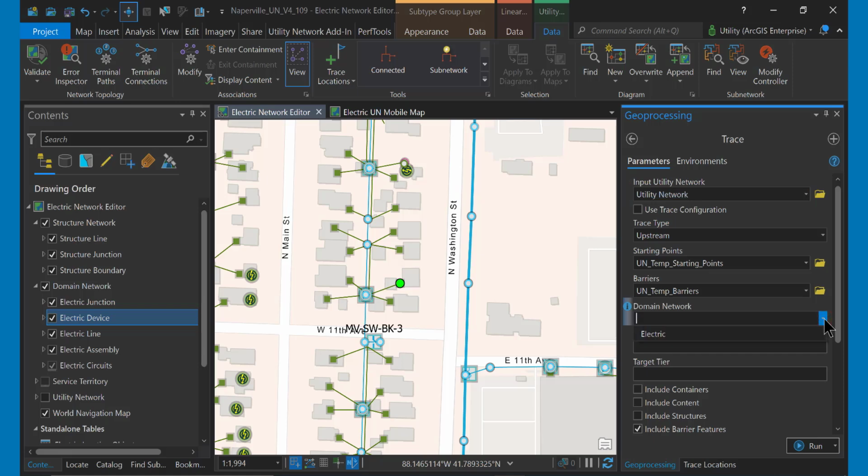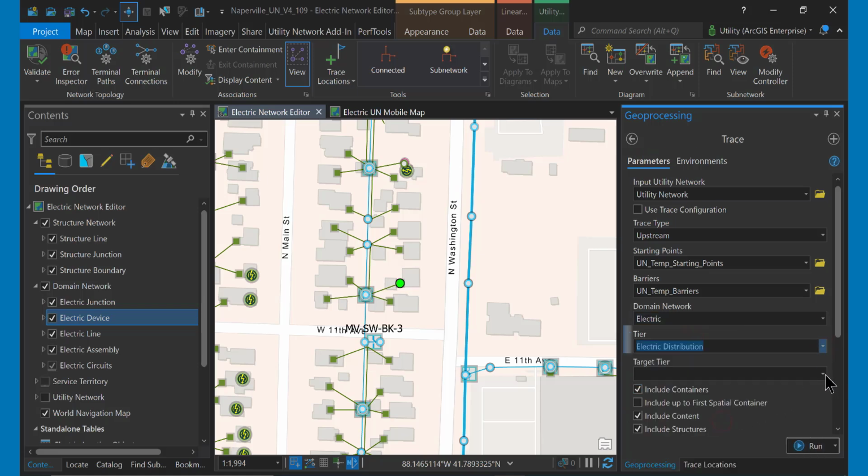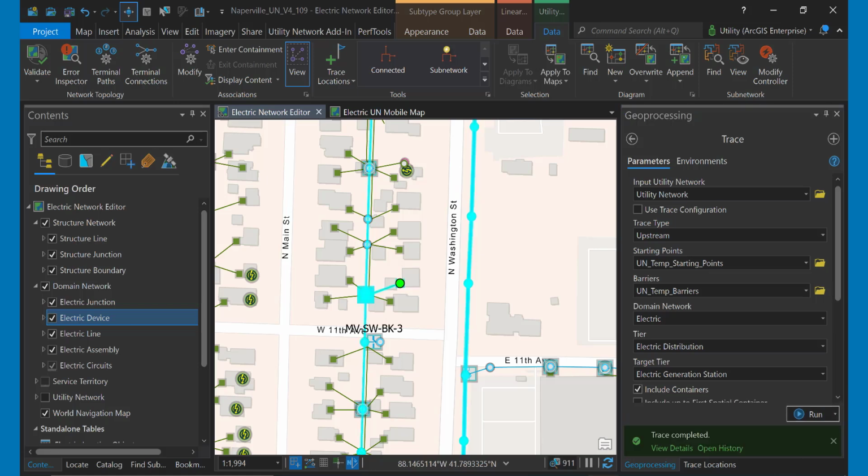I can see, so let's take a look. We're going to set our domain network to electric, set our tier to electric distribution, and our target tier to electric generation. And let's click Run. Okay, so now that the trace has finished, let's take a look at what features are associated with the upstream trace.